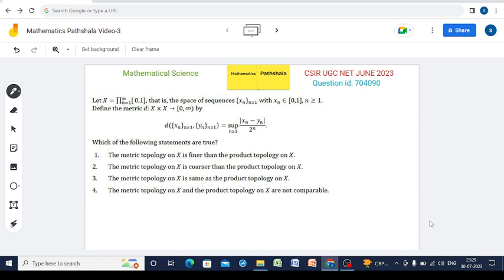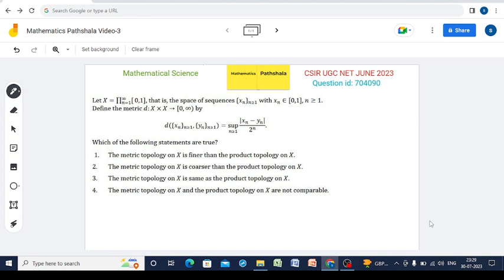Number 1, the metric topology on X is finer than the product topology on X. The metric topology on X is coarser than the product topology on X. The metric topology on X is the same as the product topology on X. And the last one, the metric topology on X and the product topology on X are not comparable.